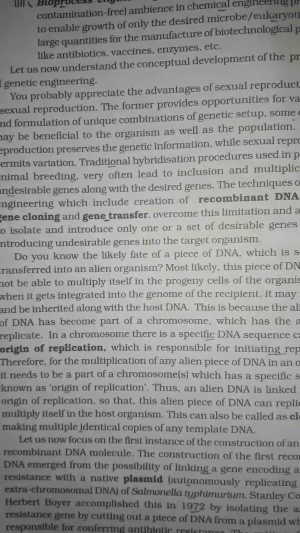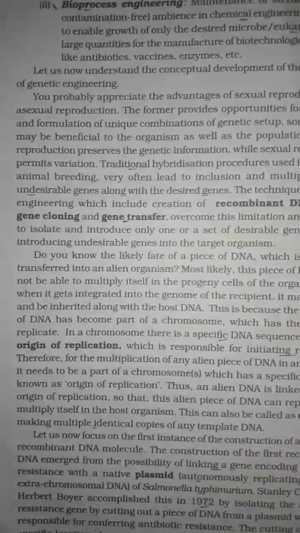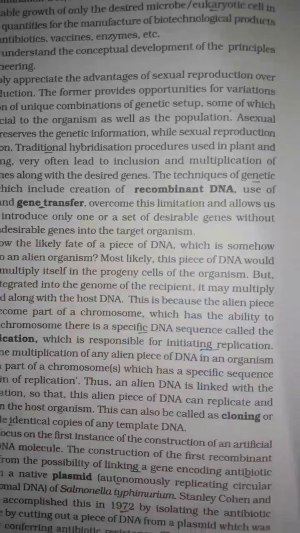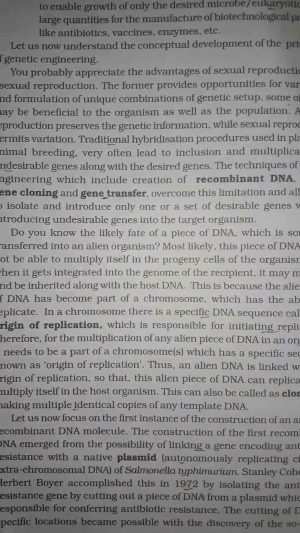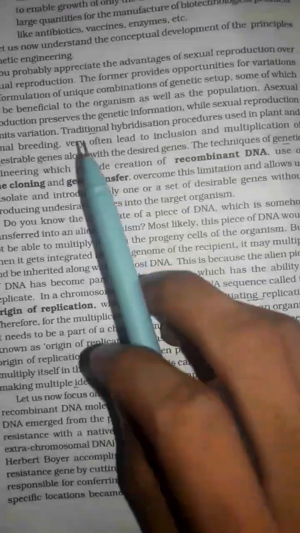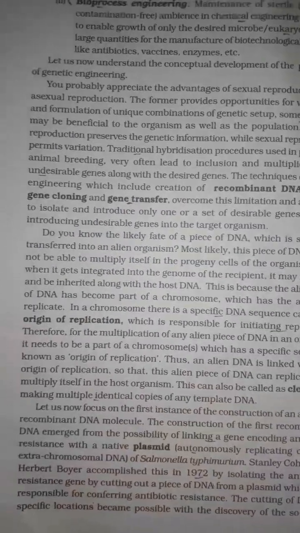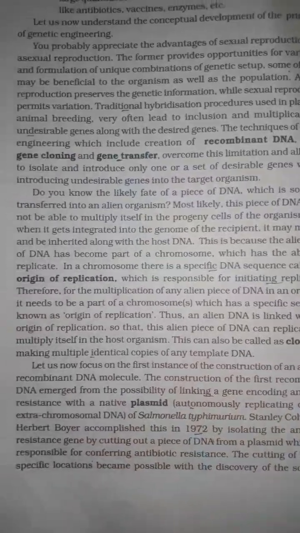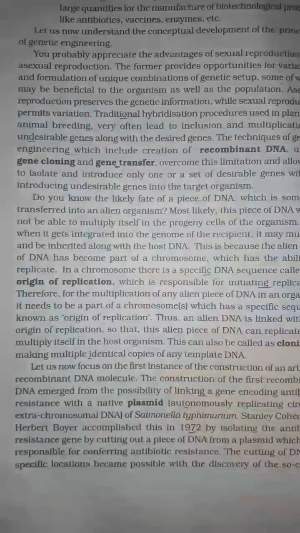The techniques of genetic engineering include the creation of recombinant DNA, the use of gene cloning, and gene transfer. So you can transfer the desirable genes, unlike traditional hybridization where undesirable genes also get involved. Asexual reproduction preserves the genetic information. Sexual reproduction brings variation.